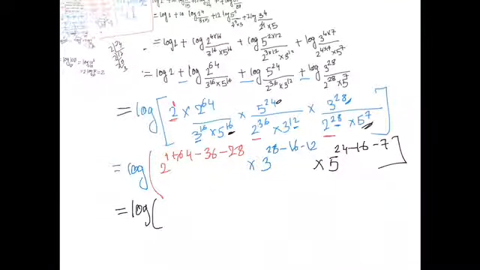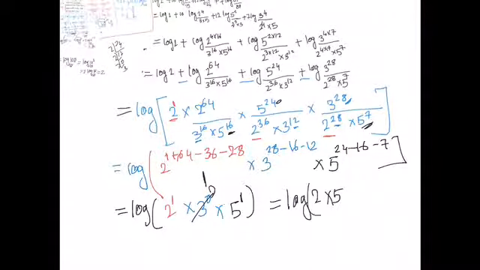Now let's calculate this. Log of, for 2 what do we have? 65 minus 36 minus 28. How much are we getting? 2 to the power 1. Then 28 minus 16 minus 12 gives 3 to the power 0. Into, for 5, we have 5 to the power 24 minus 16 minus 7, which is 5 to the power 1. So 3 to the power 0 is nothing but 1. The remaining is log of 2 into 5, which is log of 10. If there is no base, the base is 10. So my answer is 1.